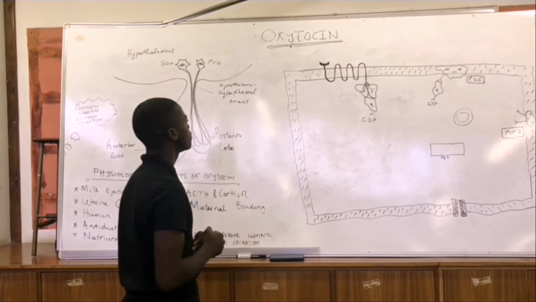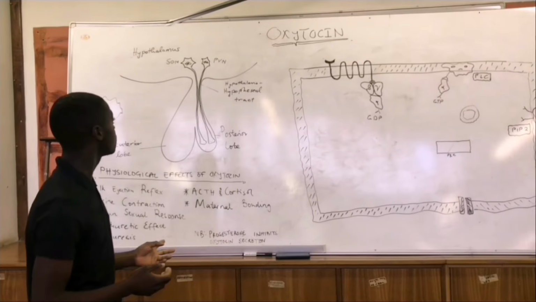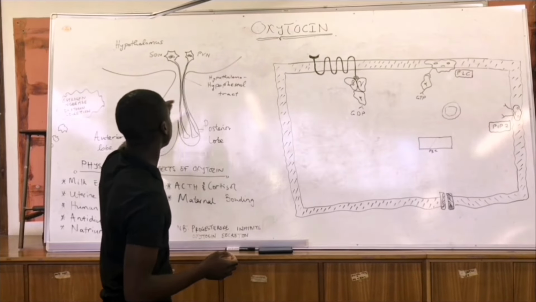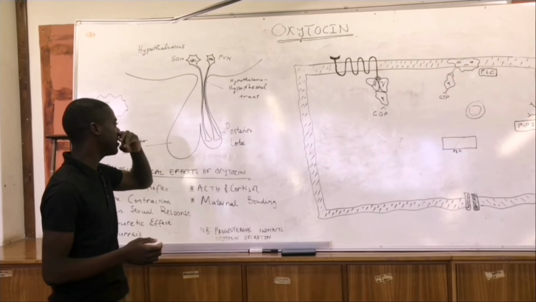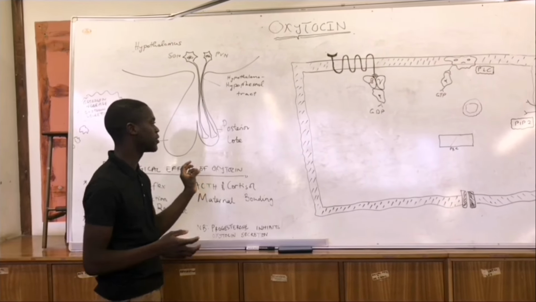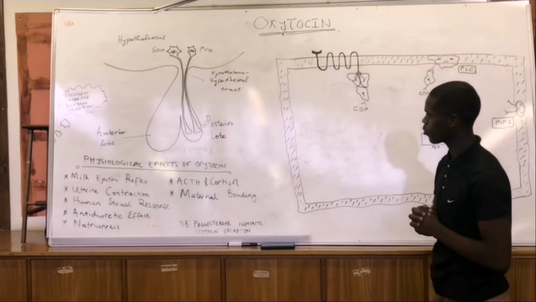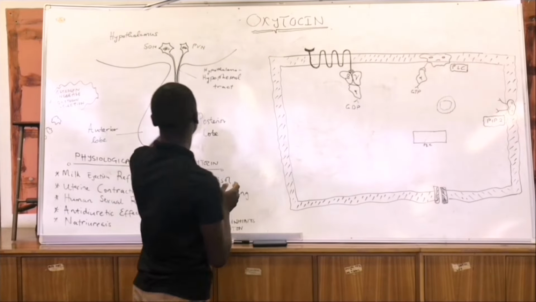So, where is oxytocin produced? Oxytocin is produced in the hypothalamus by the paraventricular nuclei and the supraoptic nuclei. But it is then secreted by the posterior lobe of the pituitary. Right. So, back to basics.